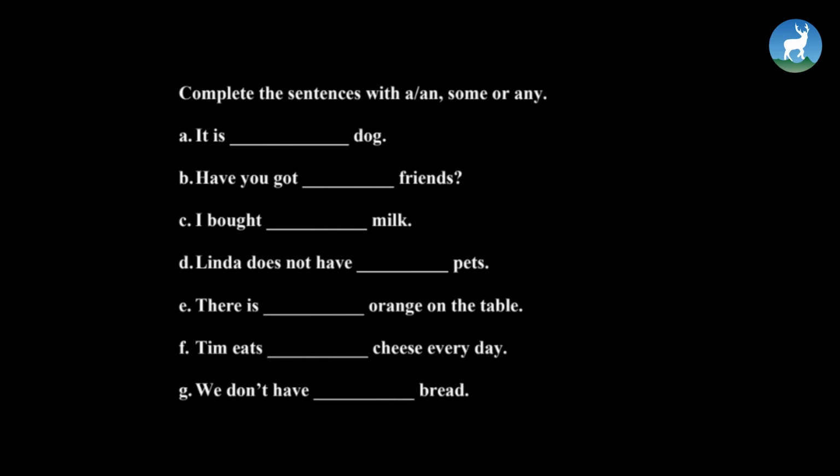Okay, our first sentence is, it is dash dog. Now, when we are talking about singular noun that begins with a consonant sound, what do we use? Yes, we use a. So in this case, dog starts with a consonant sound, d, and it's singular. So here we write, it is a dog.